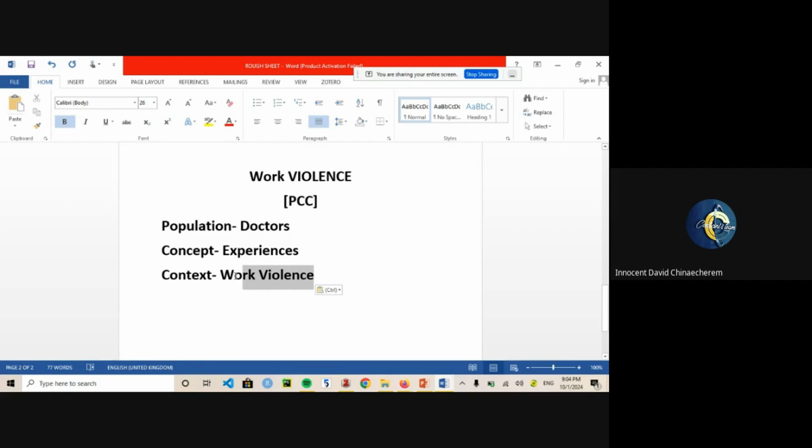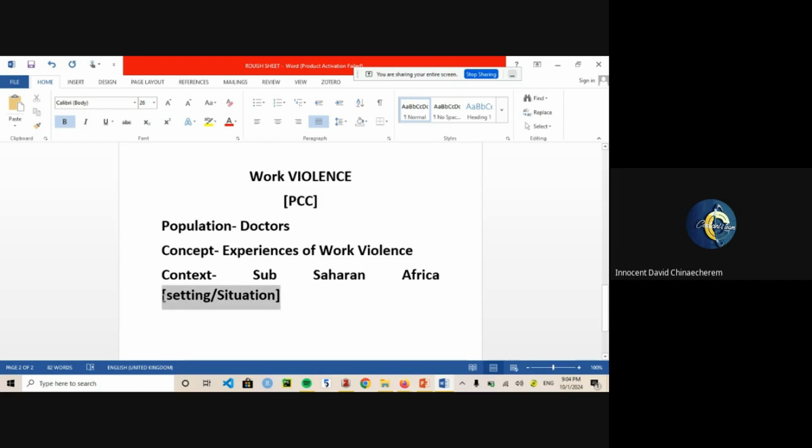But if I'm trying to force it in, maybe making an adjustment in my title, because experiences of what? Work violence as my concept, and my context in what? Sub-Saharan. So this is the setting. Remember, we identified our context as what? Setting or situation. But then we can move it to suit our concept with experience. So this comes as what? This topic comes this way. What is the experience?